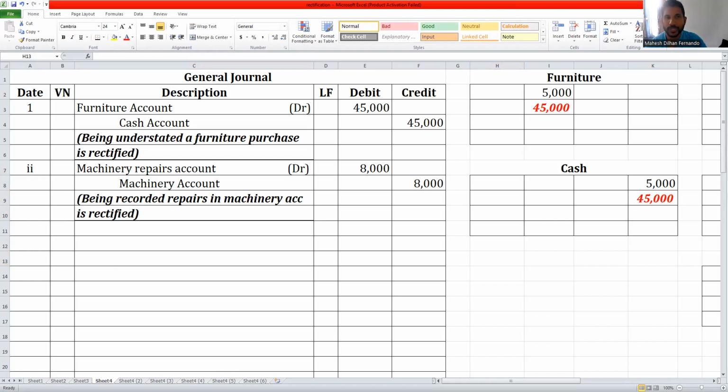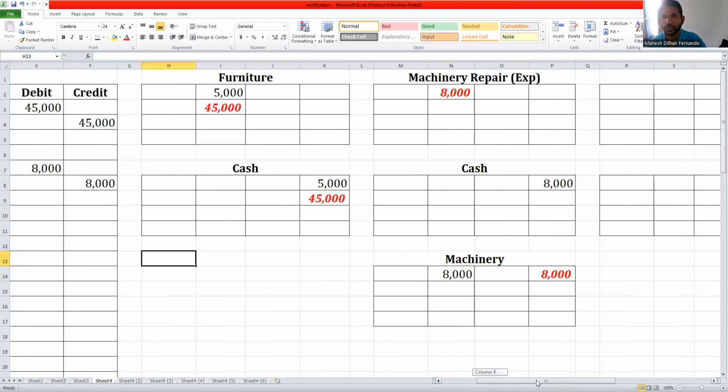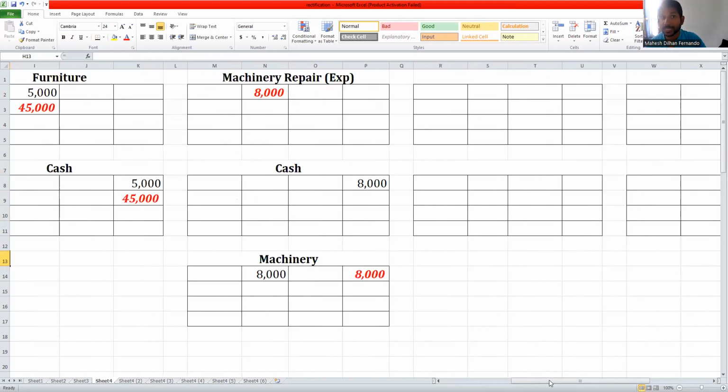A sales invoice valued 24,000 has been completely omitted from the books. To record the sales invoice, it's a credit sale. We have to use the debtors account, and also we need the sales account.